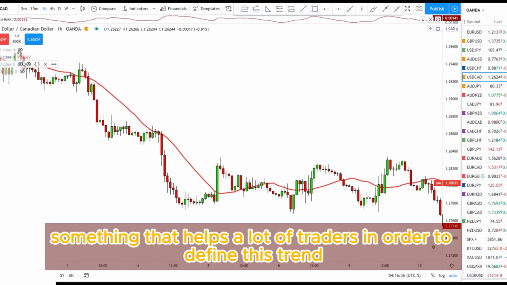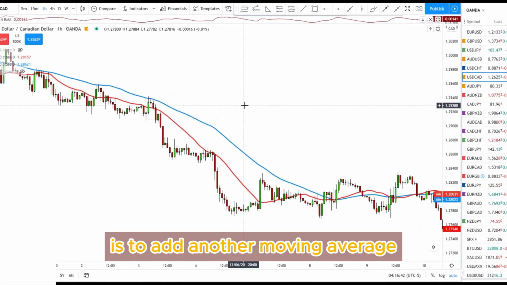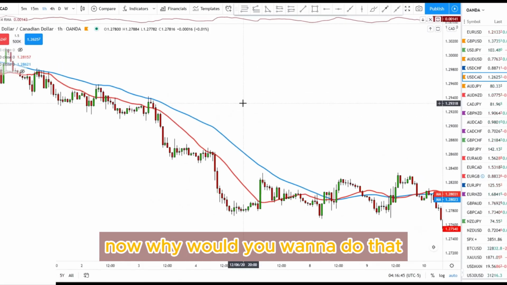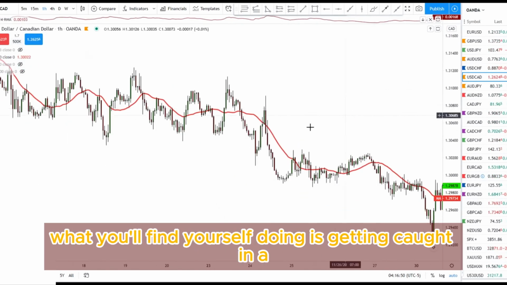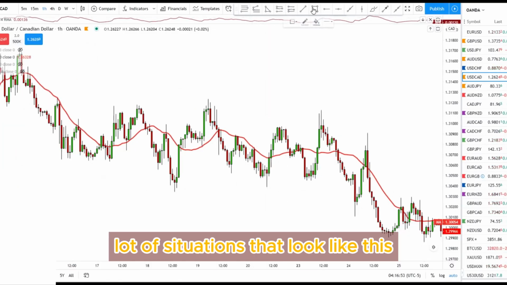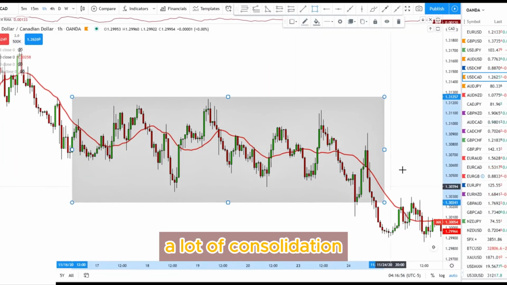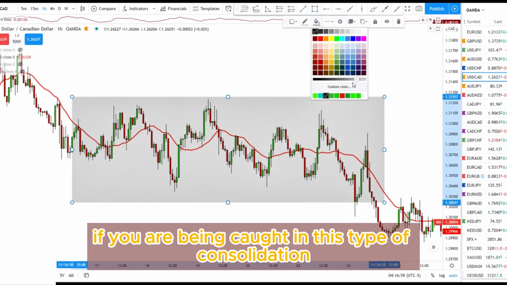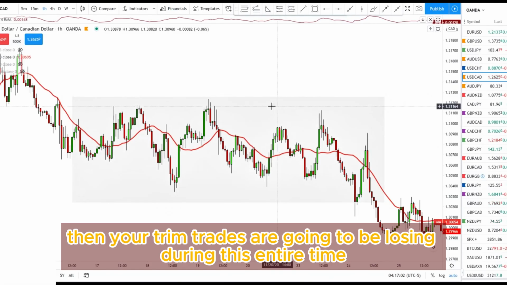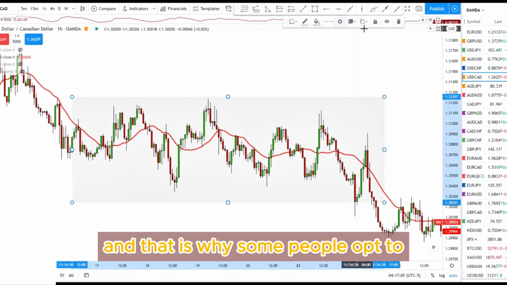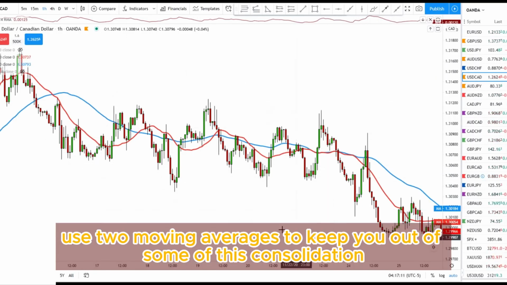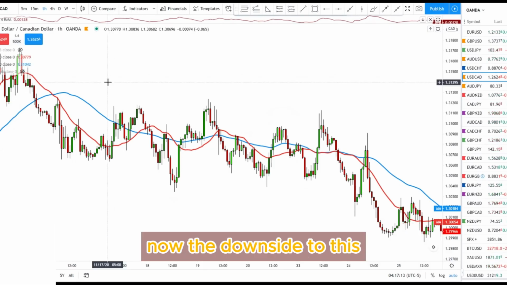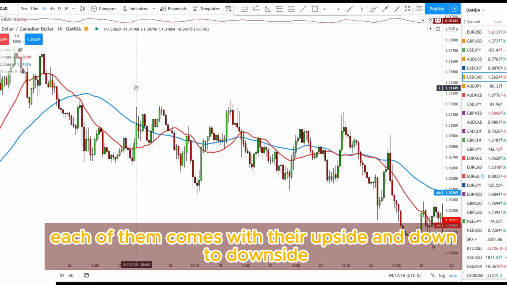Now, something that helps a lot of traders in order to define this trend is to add another moving average, like the 50-period moving average. Now, why would you want to do that? Because with just one moving average, let's leave the 20 on, what you'll find yourself doing is getting caught in a lot of situations that look like this. A lot of consolidation. If you are being caught in this type of consolidation, then your trend trades are going to be losing during this entire time. And that is why some people opt to use 2 moving averages to keep you out of some of this consolidation. Now, the downside to this, each of them comes with their upside and downside.